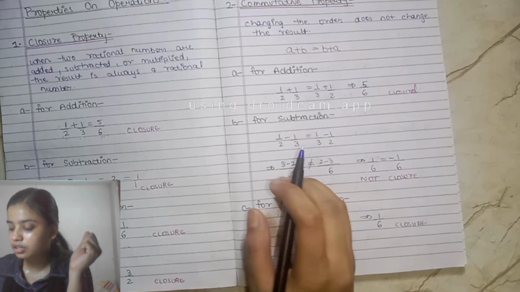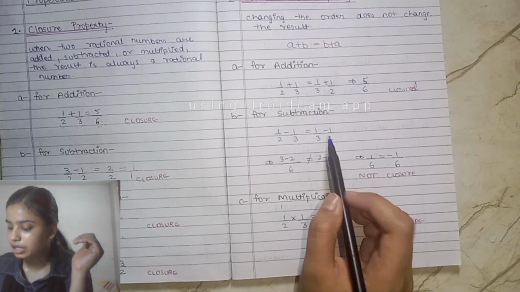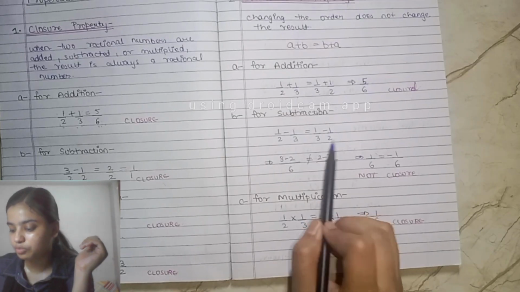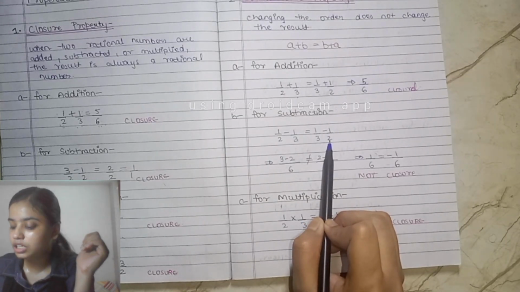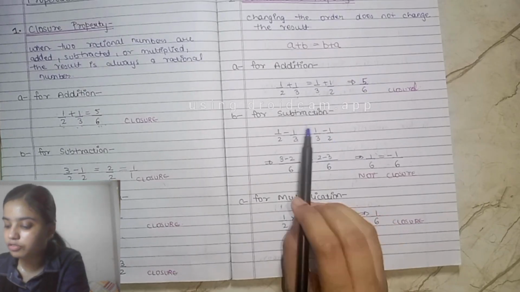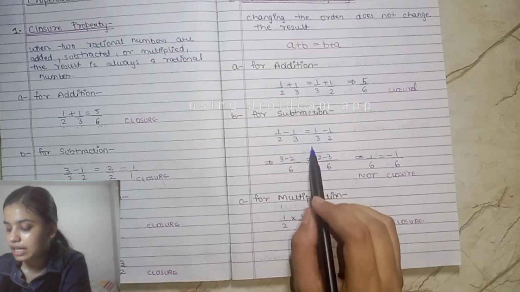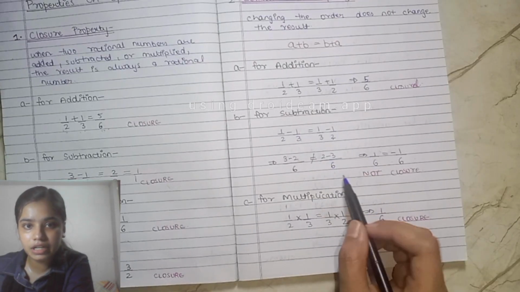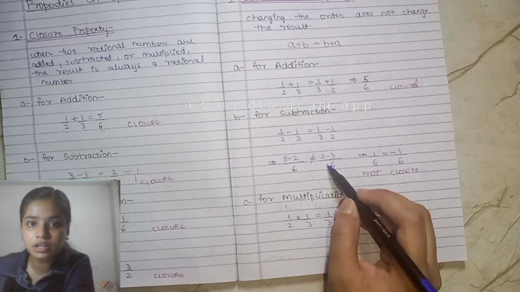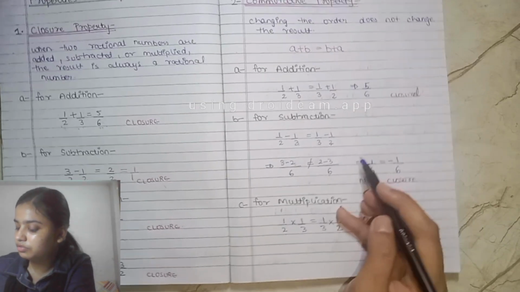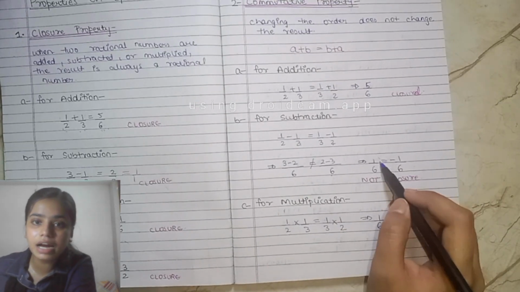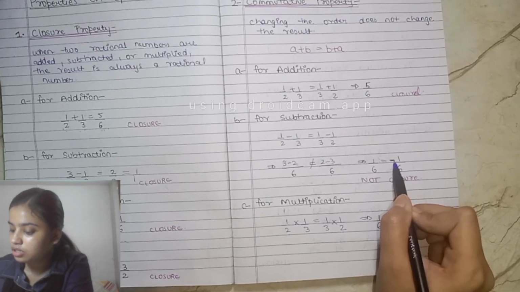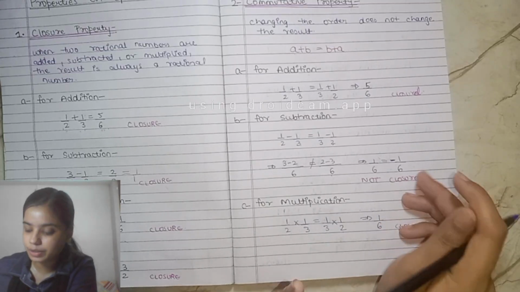For subtraction, order doesn't matter in the commutative property. So if we subtract 1/2 minus 1/3 and 1/3 minus 1/2, these can't be equal. Why? Because when we take the LCM, here the LCM will become 6 and 3 minus 2 will become the numerator, and in the other term the denominator 6 will be the same, but here 2 minus 3 comes in the numerator. So we get the answers 1/6 and minus 1/6, which are not equal because the minus sign comes over here. So this is not commutative.